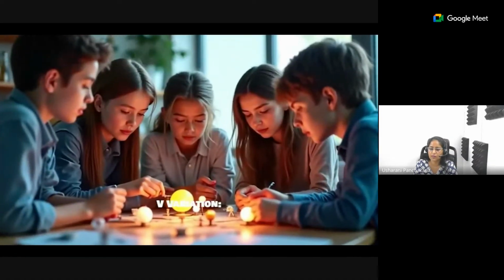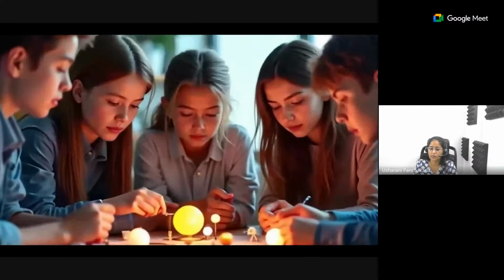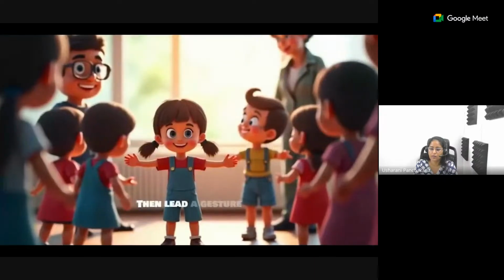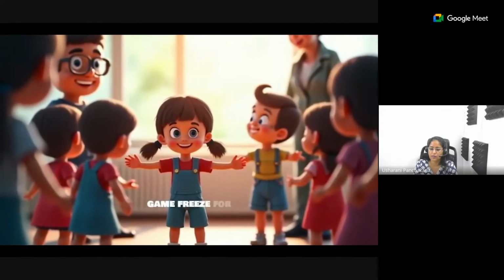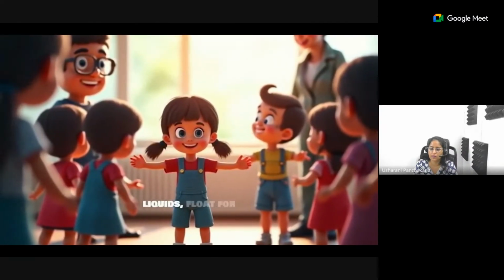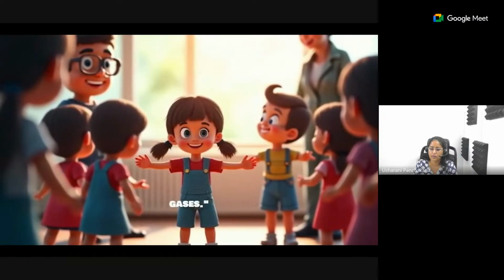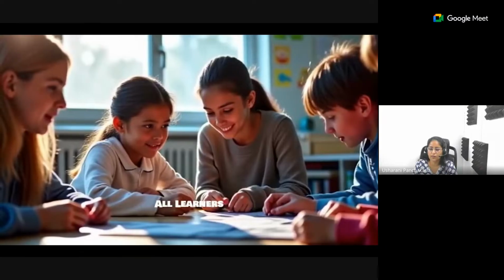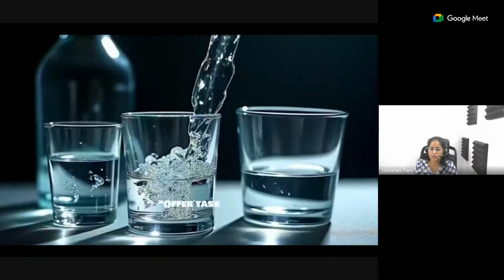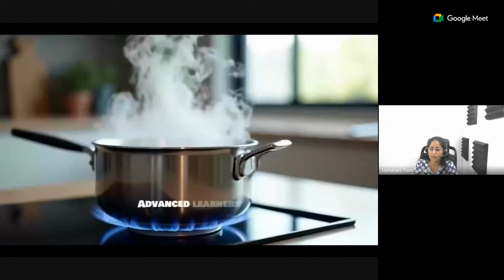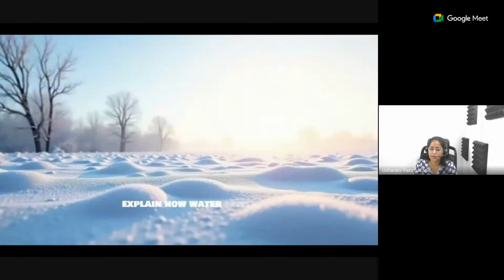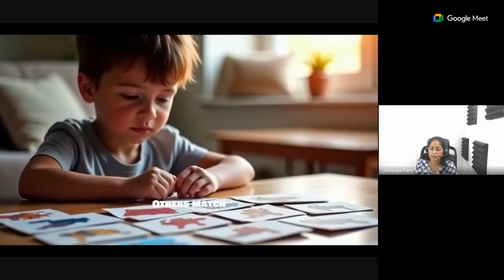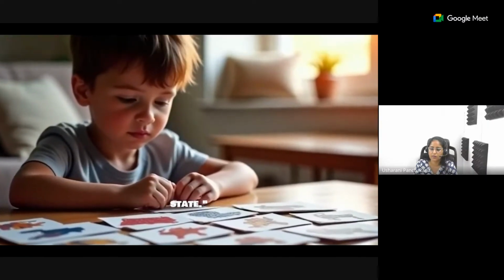V. Variation. Keep it engaging. Play a short video about states of matter. Then lead a gesture game. Freeze for solids, flow for liquids, float for gases. I. Individualization. Support all learners. Offer task choices. Advanced learners explain how water exists in all 3 states. Others match pictures to the correct state.